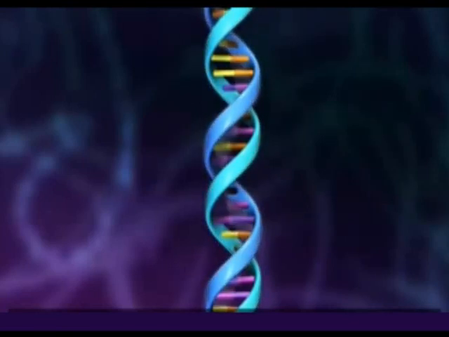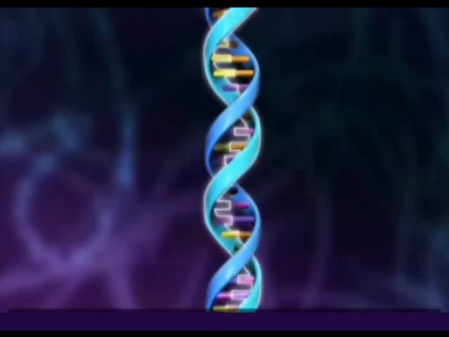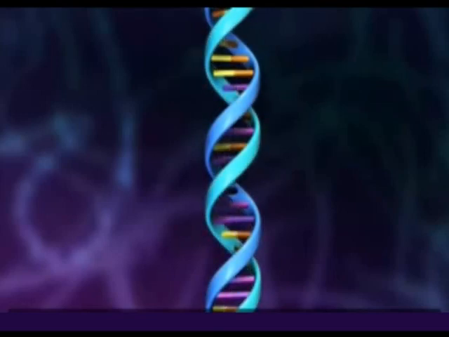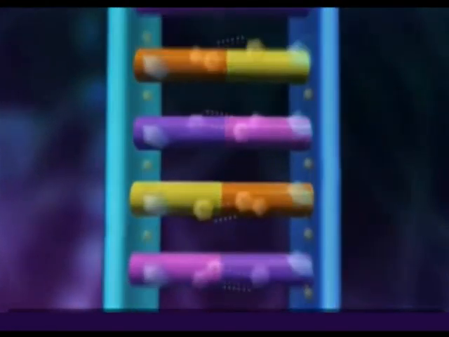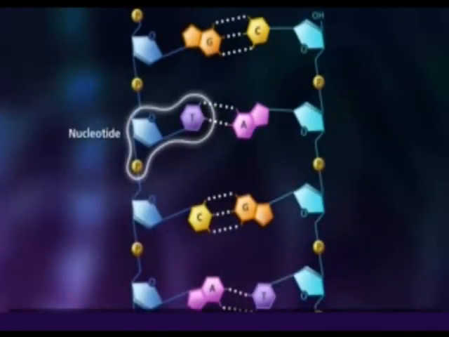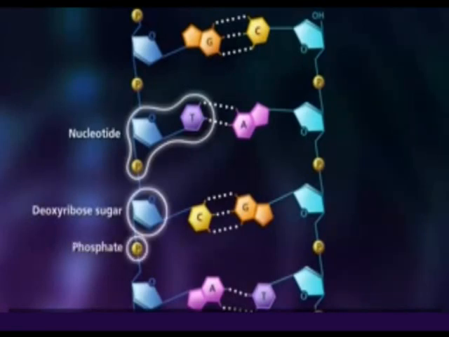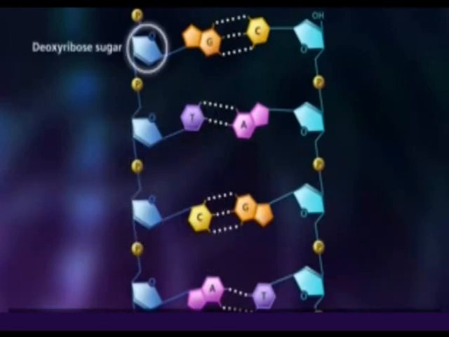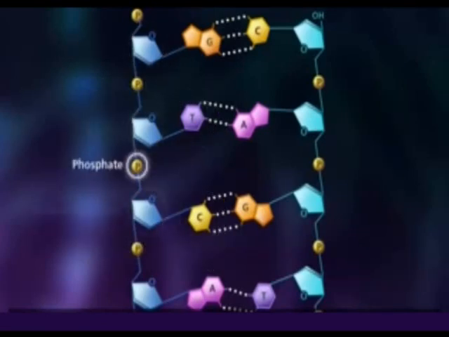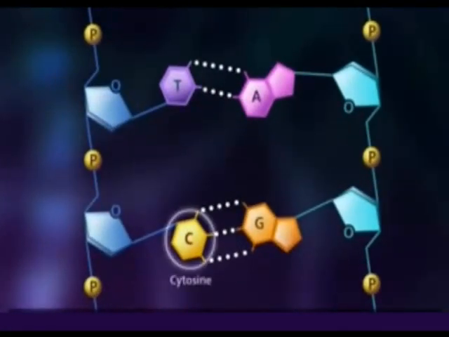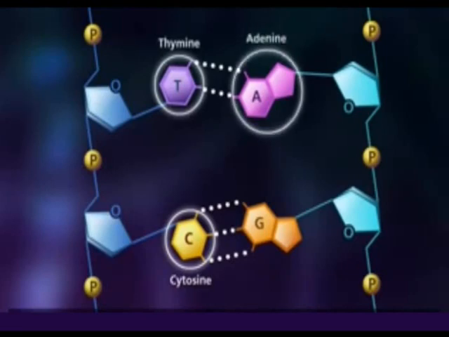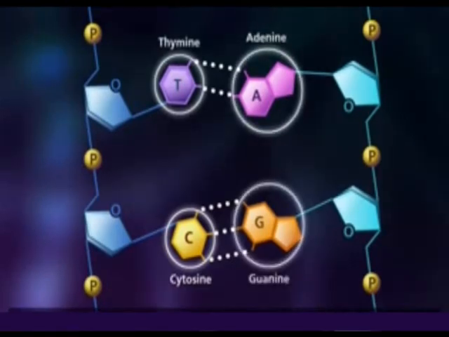The DNA is a double-stranded polymer of nucleotides which are hydrogen bonded to each other to form a double helix. Nucleotides are molecules that consist of a deoxyribose sugar, a phosphate, and one of 4 nitrogenous bases. The backbone consists of alternating sugar and phosphate groups. The nitrogenous bases include cytosine, thymine, adenine, and guanine.